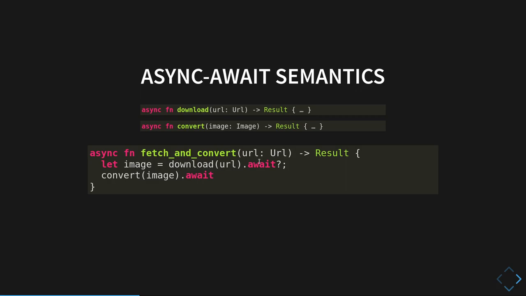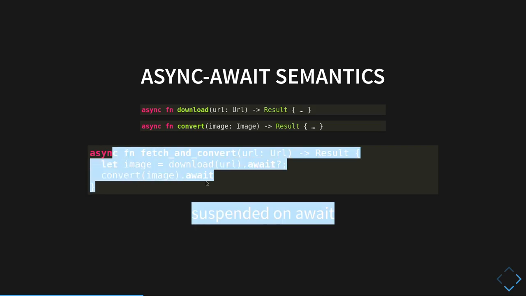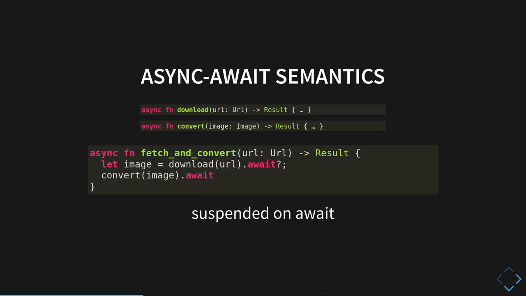This looks almost exactly like implementing it synchronously, but there's a big difference. Every time an await point is reached, the execution of this method can be suspended. That's the essential point, but we're going to come back to that.